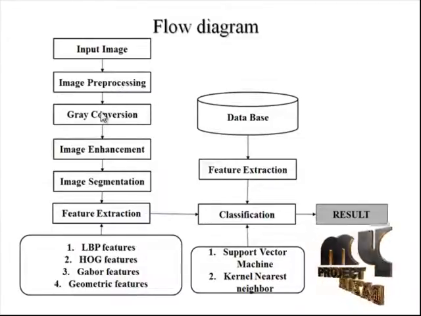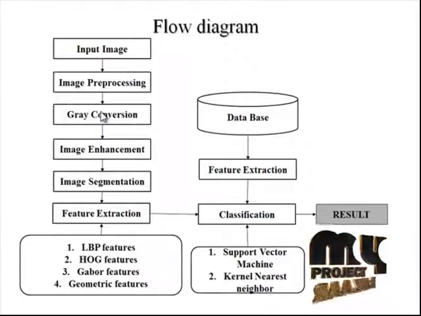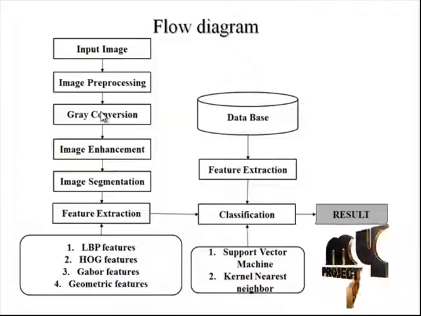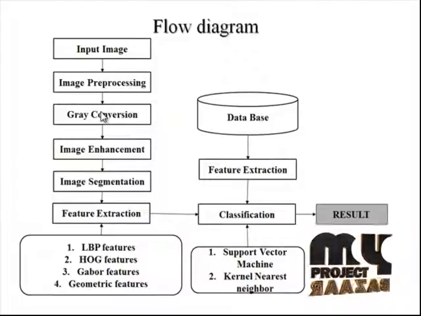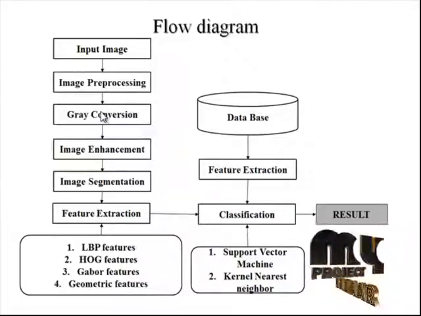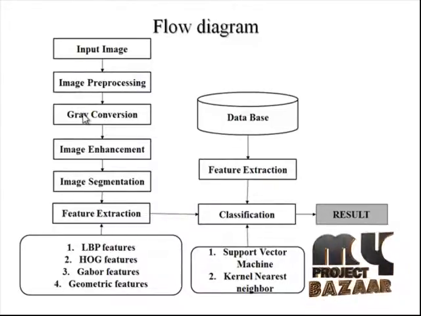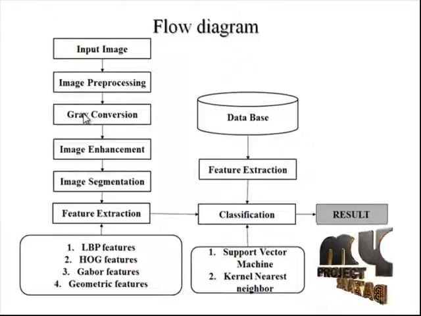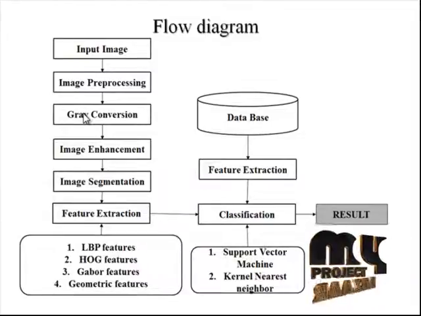Next, gray conversion. Distinct from one-bit black and white images, which in the context of computer imaging are images with only two colors, black and white, grayscale images have many shades of gray in between. Next, the Sobel operator, sometimes called the Sobel filter, is used in image processing and computer vision, particularly within edge detection algorithms. A Canny edge detector is also applied.